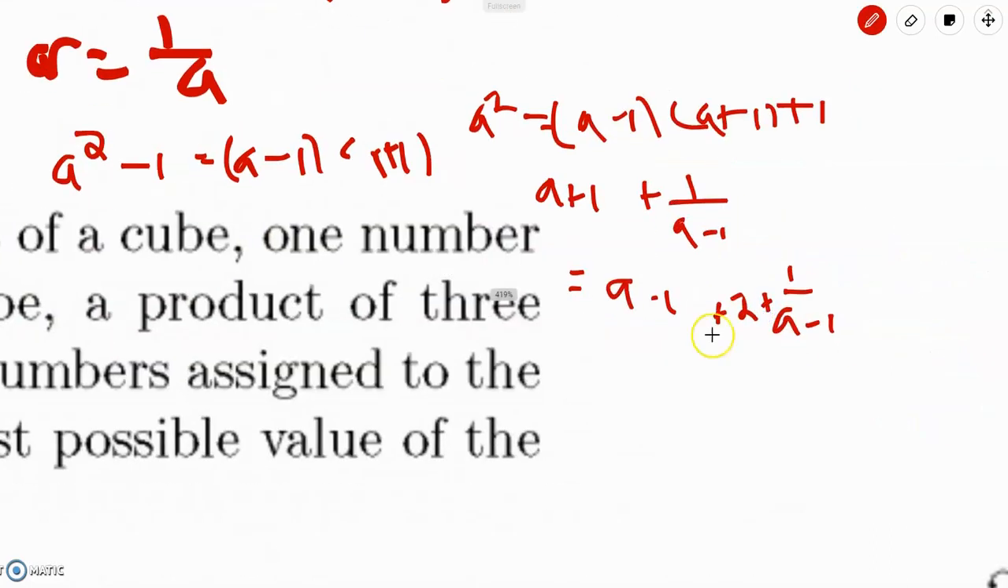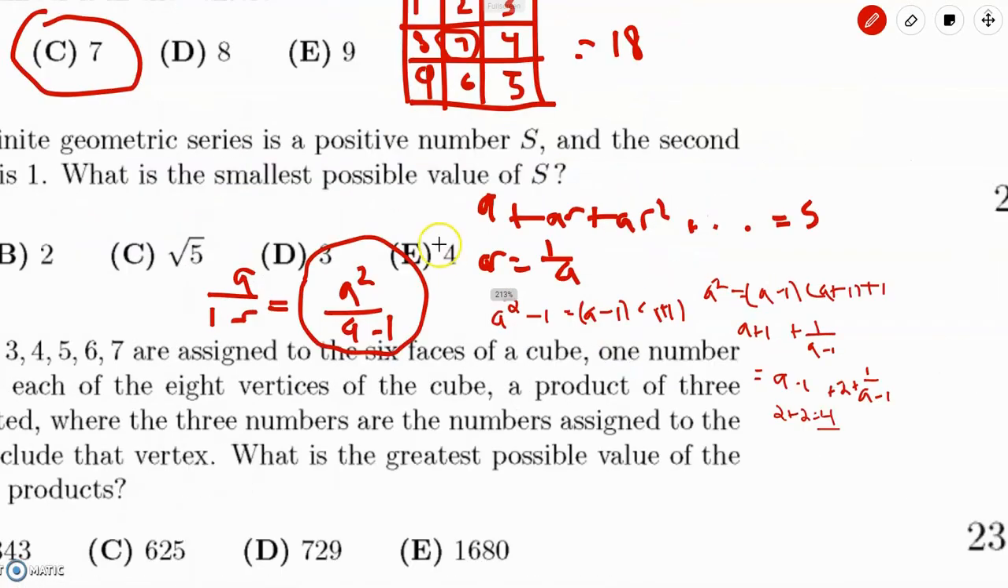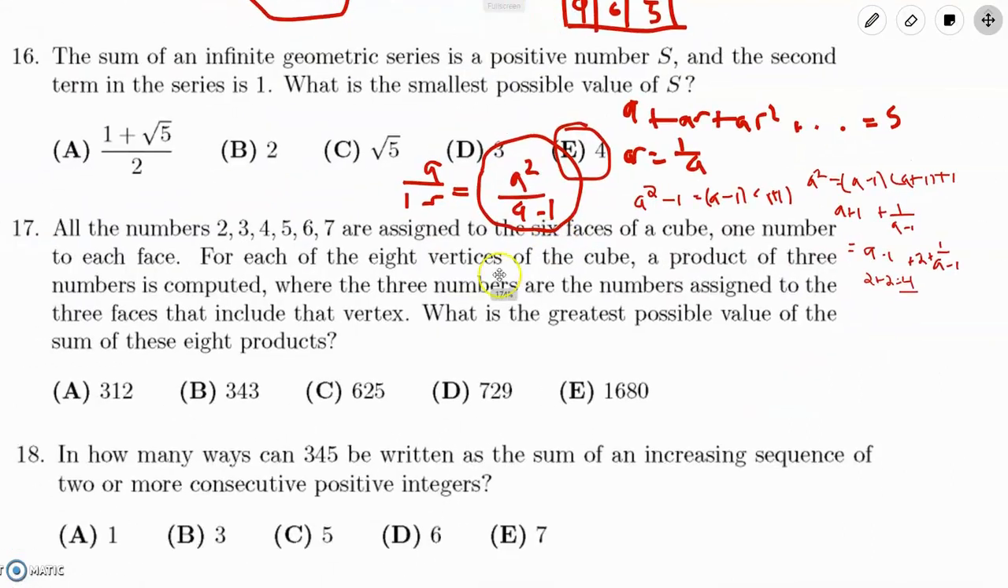And by AM-GM, a minus 1 plus 1 over a minus 1 is greater than or equal to 2. So it's 2 plus 2 essentially, which is equal to 4. So 4 is the minimum value of S, and so that's the answer.